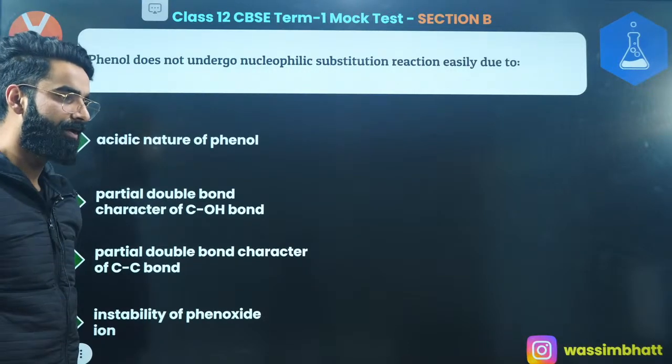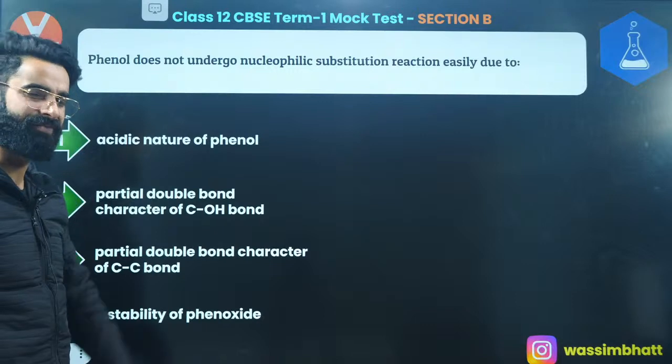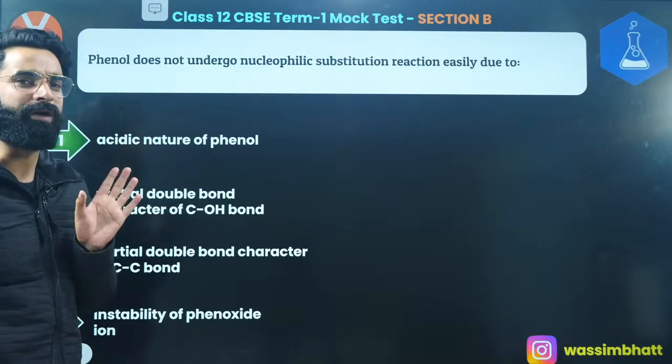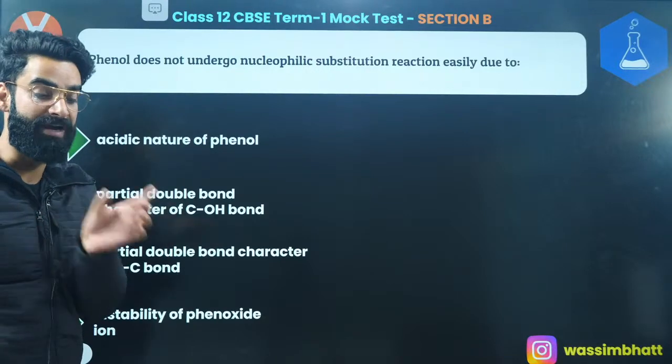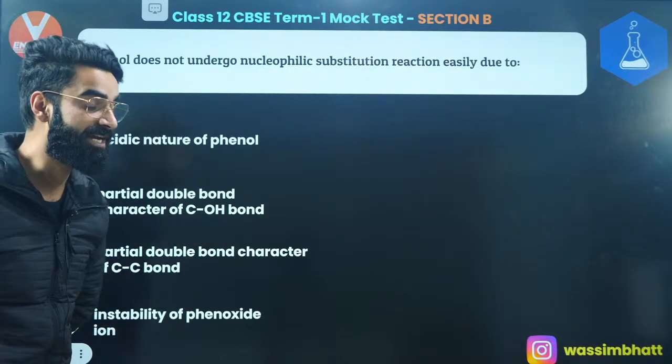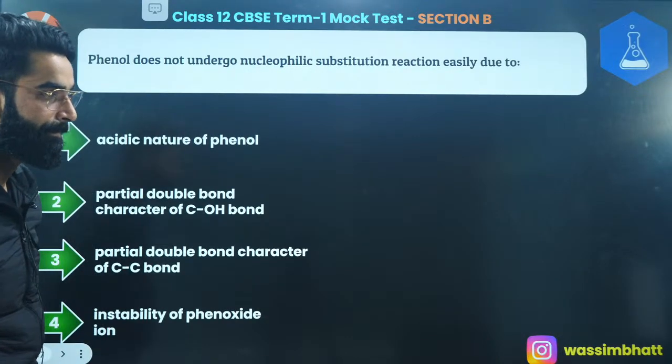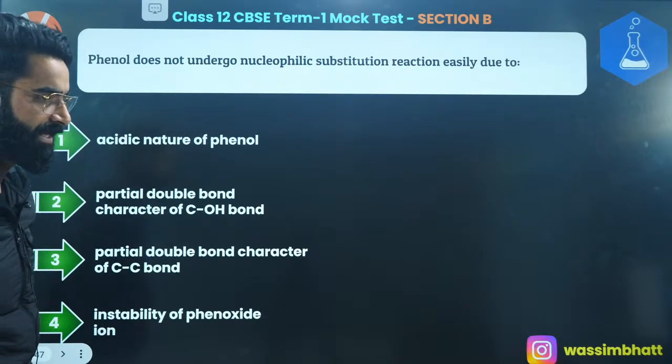In case of phenol, is resonance possible in phenol? Absolutely. Due to resonance, can I say the C-O bond, the C-OH bond which I'm talking about, gets the partial double bond character? Due to that partial double bond character, it's difficult to break, right? Yes. So what is going to be the correct answer of this one, my dear people?